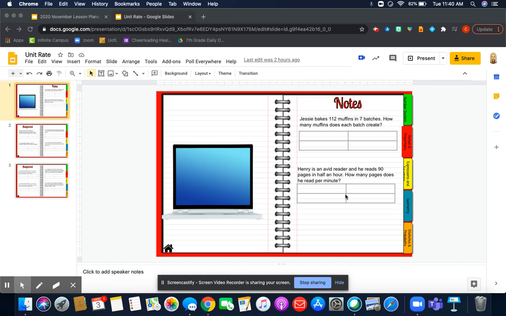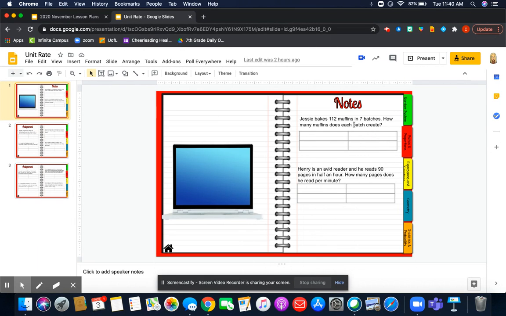Hey Bears, so today we're going to continue talking about unit rate and how to solve these problems, and I just wanted to run through a couple examples with you guys. So if we look up here, the first thing, it says Jessie bakes 112 muffins in 7 batches. How many muffins does each batch create?